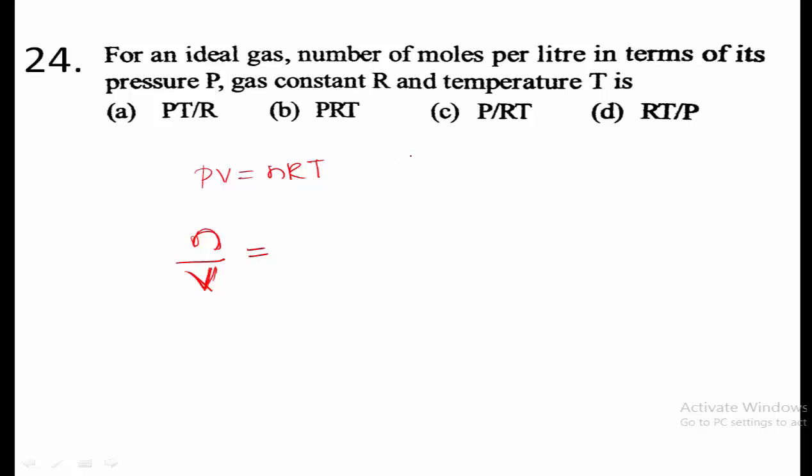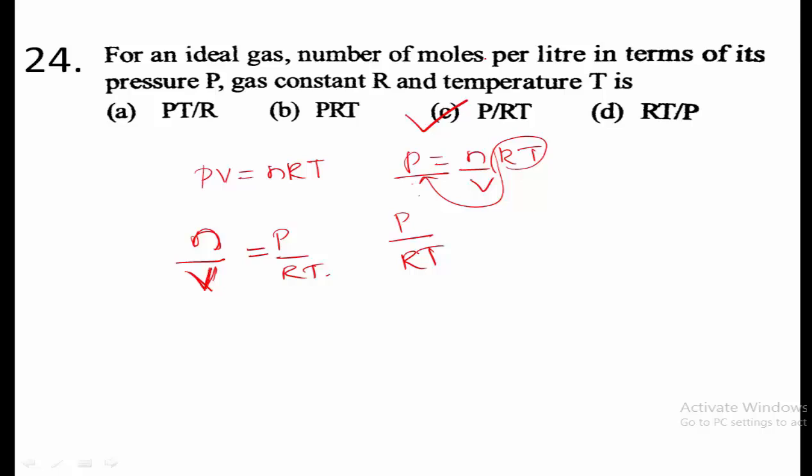So P is equal to n by V into RT. So n by V is equal to P divided by RT. So which option is right here? Option C is the right answer.